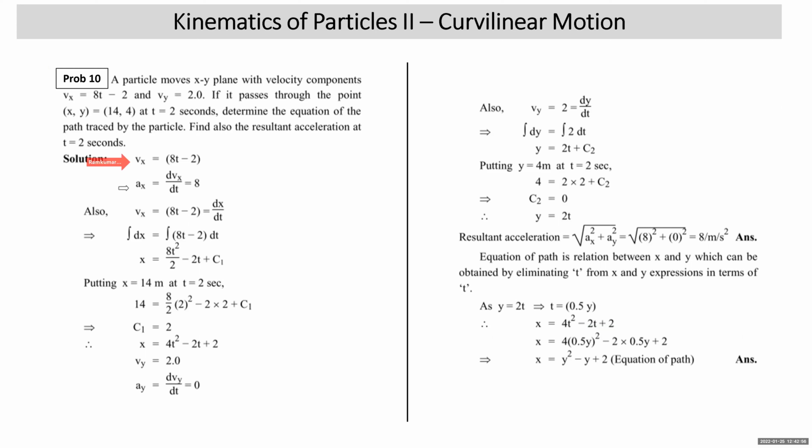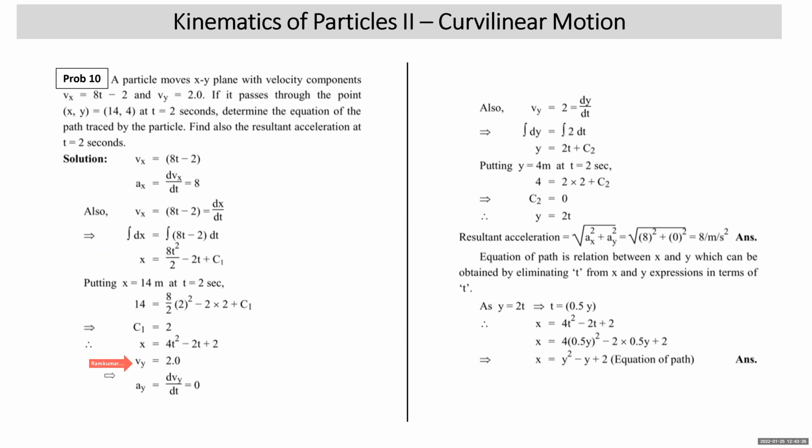If you differentiate once, you get ax, dvx upon dt, is 8. But vx is also equal to dx by dt. Separate x and t terms, integrating both sides, you get x equal to 8t square by 2 minus 2t plus c1. Putting the boundary conditions given to you at t is equal to 2 seconds, you are given the value of x as 40. Substitute the value of x and t into this expression, you get c1 as 2. So the value of c1 is substituted in this expression. So you get x is equal to 4t square minus 2t plus 2. Leave it as it is.